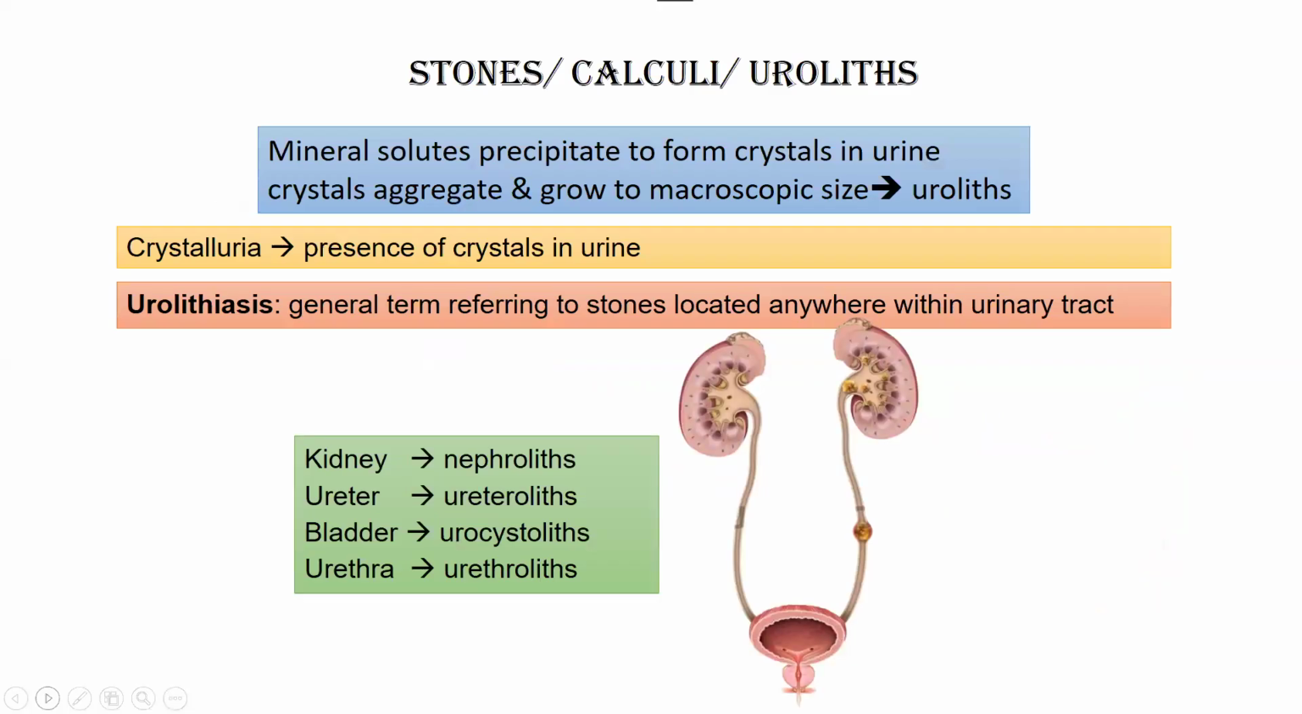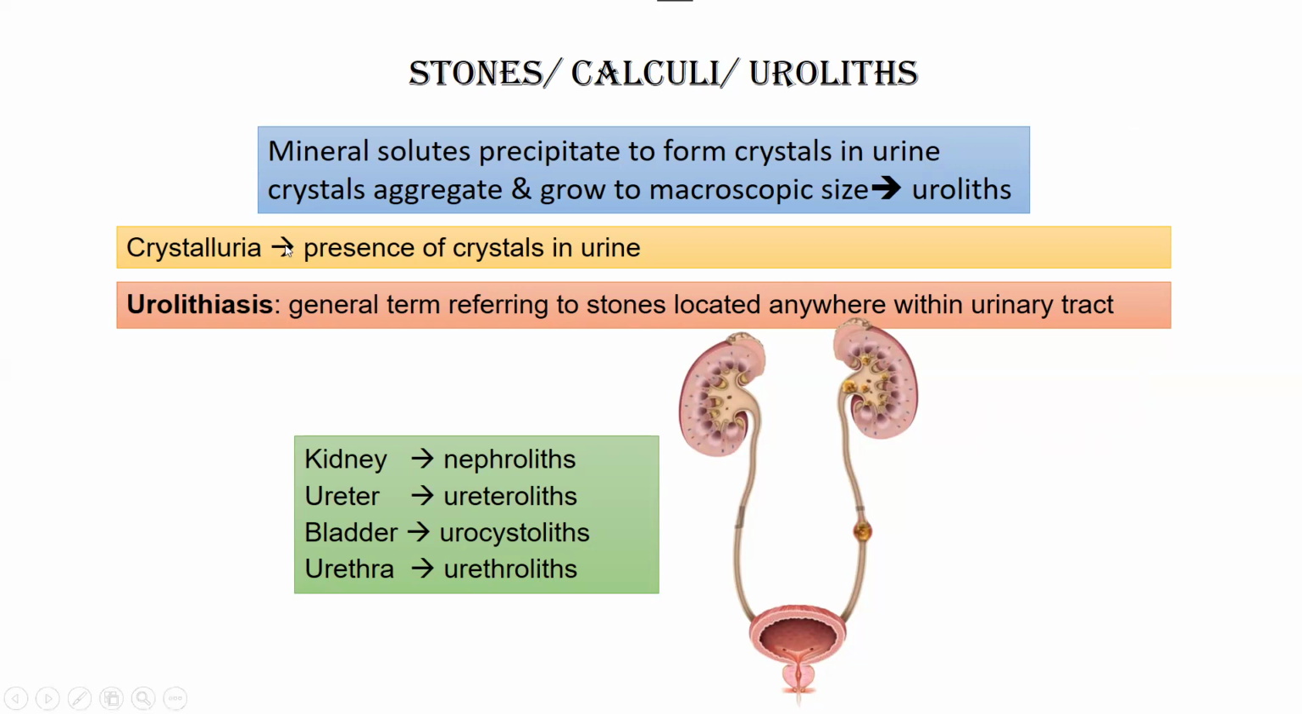When we talk about urinary stones, uroliths, or calculi, it means all those mineral solutes that precipitate to form crystals in urine, and these crystals aggregate and grow to a macroscopic size called uroliths. So first, you have an increased concentration of some mineral solutes in the urine, and these crystals aggregate together and grow to macroscopic size. The crystals are microscopic; you cannot see them grossly in your urine, but you can see the stones.